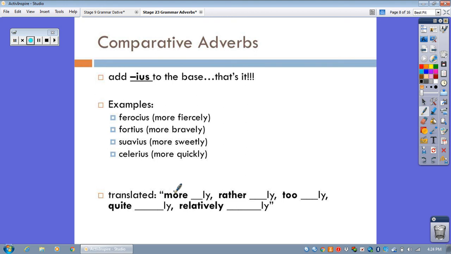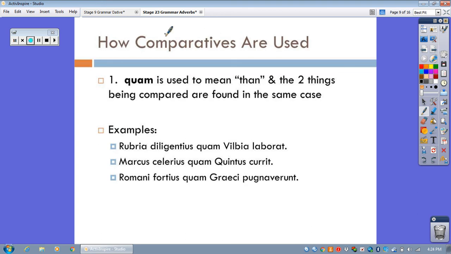I just translated all of those as "more blankly," but there are other ways to translate the comparative which are totally acceptable, and here they are. You could say rather fiercely, too fiercely, quite fiercely, relatively fiercely. I know that sounds strange, but technically you are making a comparison when you say all of those. And sometimes reading a Latin sentence, it makes more sense to say rather or too or quite or relatively than it does to say more. Most times, though, more will do the job just fine.